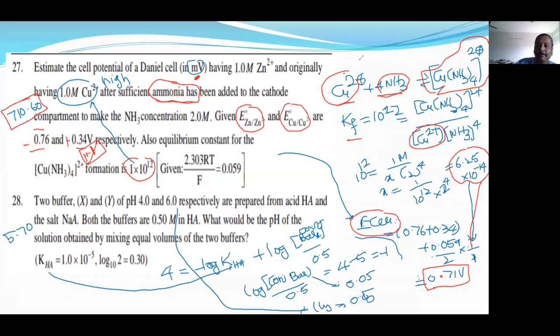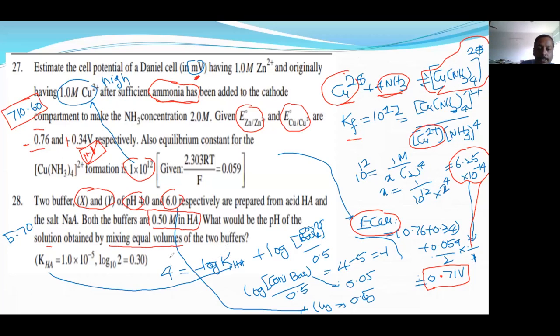Okay. Next, two buffers. A very fascinating question. One buffer is not sufficient. He is taking two buffers, one buffer of pH 4 and another buffer of pH 6, and started mixing them. Both buffers have the same concentration of acid, 0.50. What would be the pH of the solution when they are mixed in equal volumes?